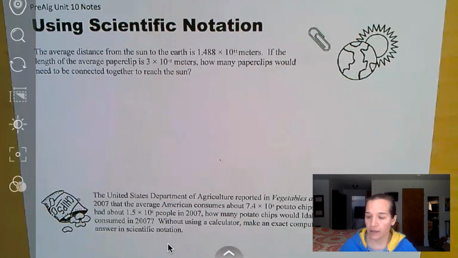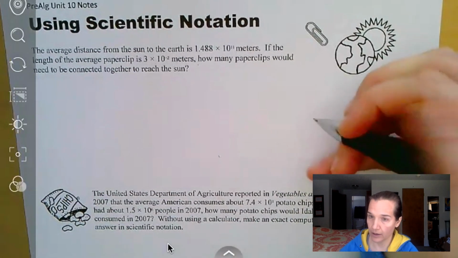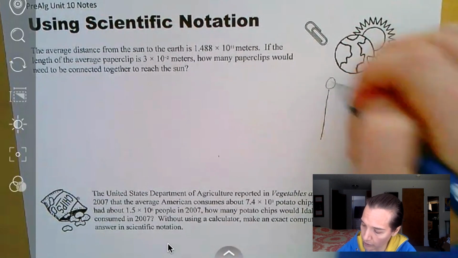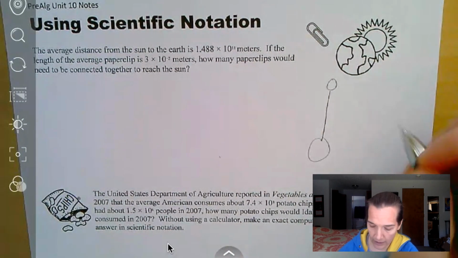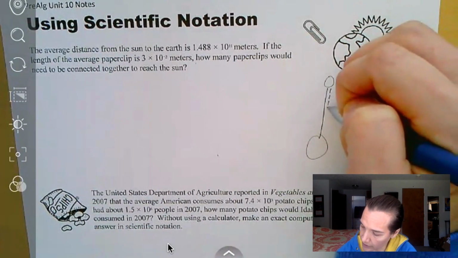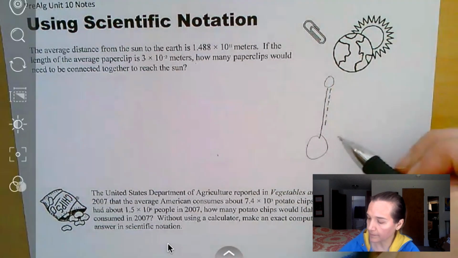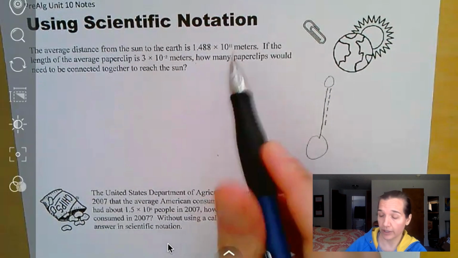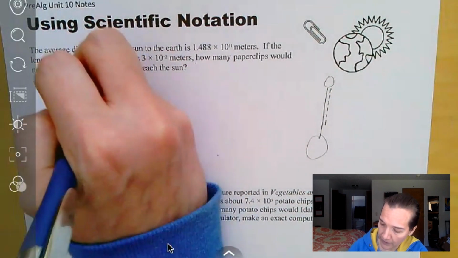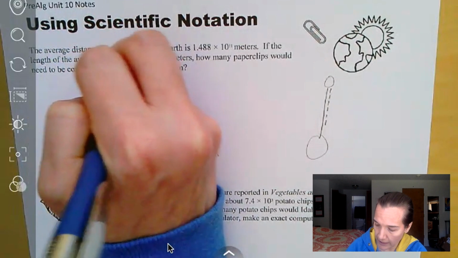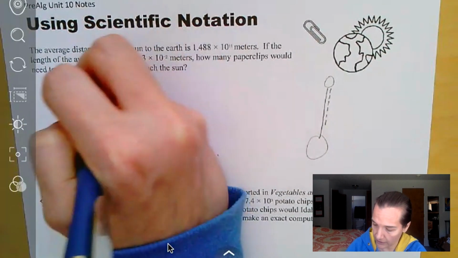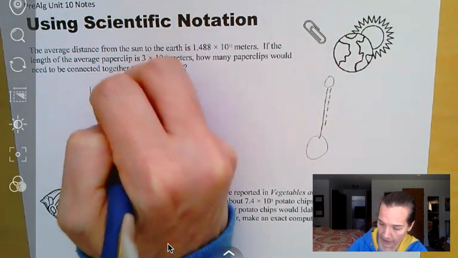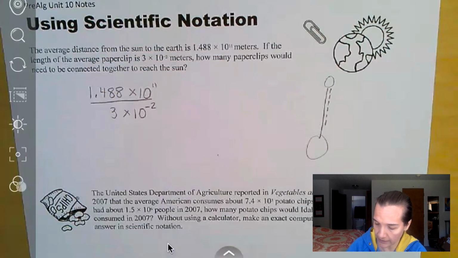So we're going to break the big, huge distance from Earth to sun into little tiny paperclips the whole way. So we're going to split them into pieces, which is dividing. So I need to take these two and divide them. 1.488 times 10 to the 11th power divided by 3 times 10 to the -2 power.